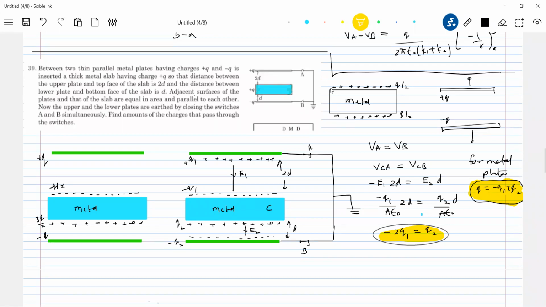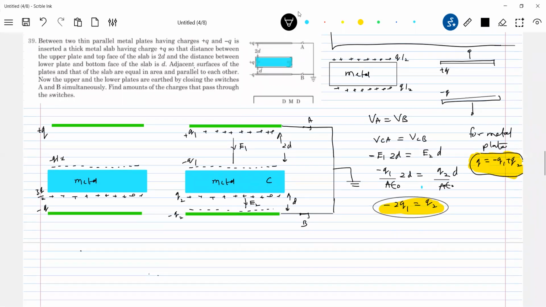Minus 2Q by 3, Q by 3. Q1 how much? Q1 is minus Q by 3. Q2 is plus 2Q by 3. Okay, now earlier what was the charge? Q. So it has become minus Q by 3. So what charge might have flown through the switch A?